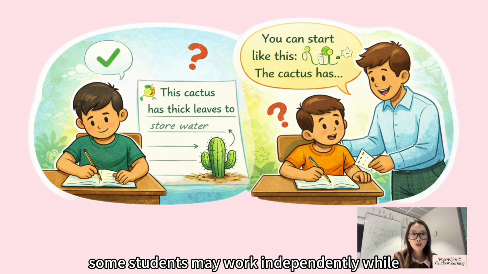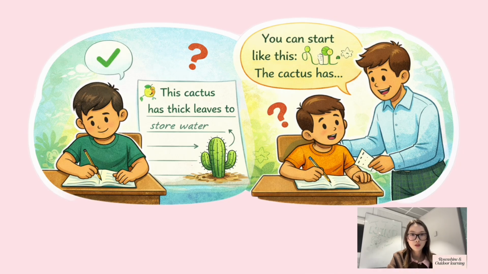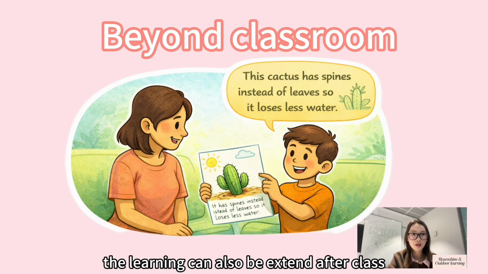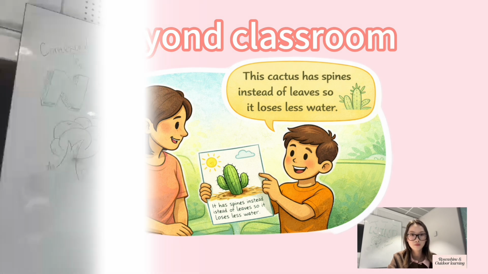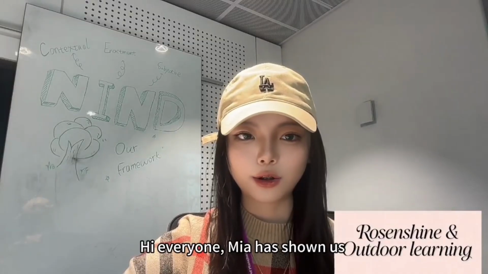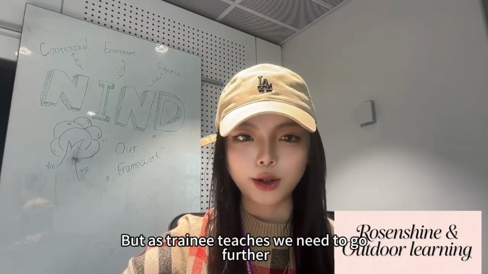Some students may work independently, while others may still need oral support or simpler prompts. The learning can also be extended after class, for example, by asking students to explain one plant adaptation to a parent.